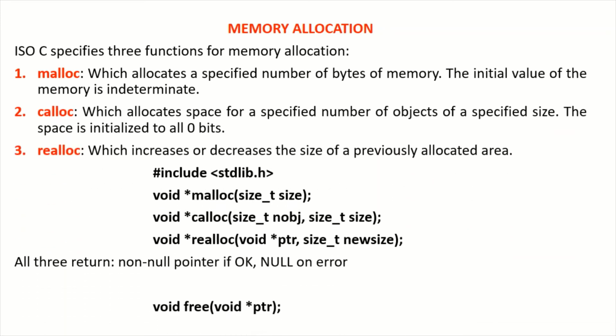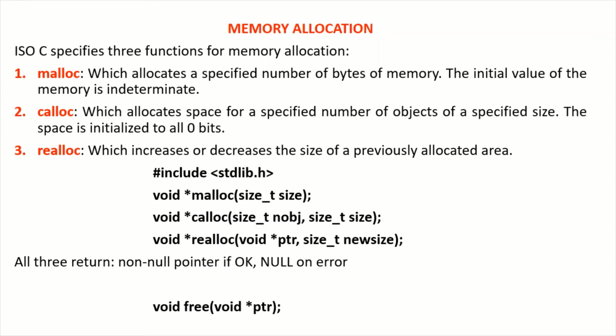Let's discuss memory allocation. ISO C specifies three functions for memory allocation. One is malloc, which allocates a specified number of bytes of memory. The initial value of the memory is indeterminate. Next is calloc, which allocates space for a specified number of objects of a specified size. The space is initialized to all 0 bits.